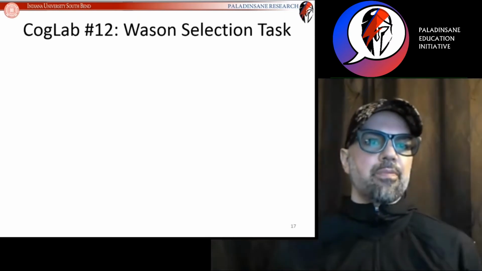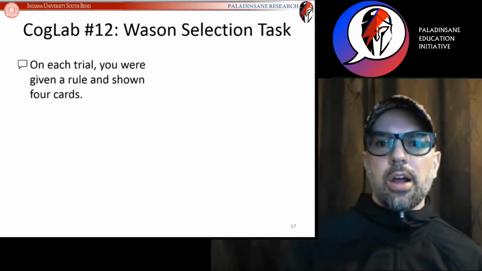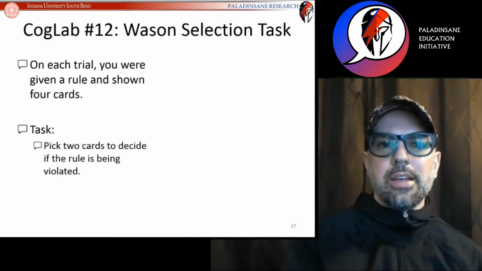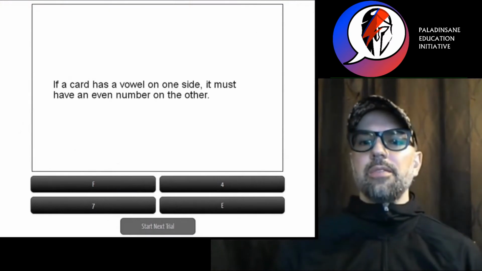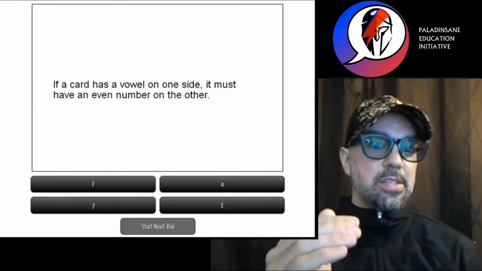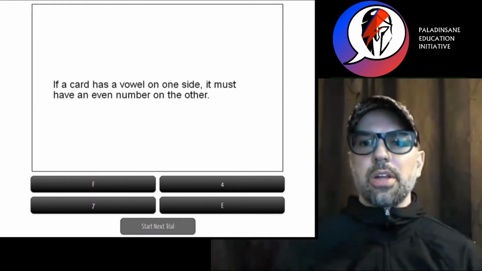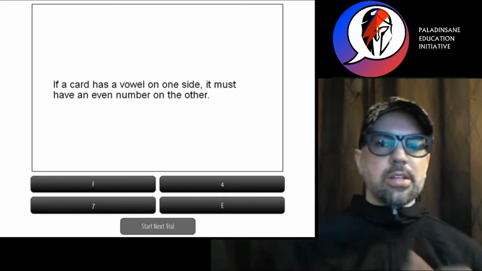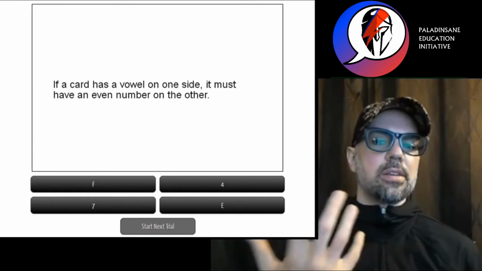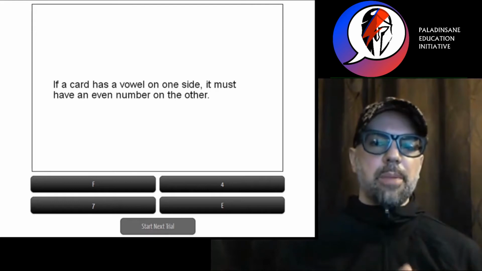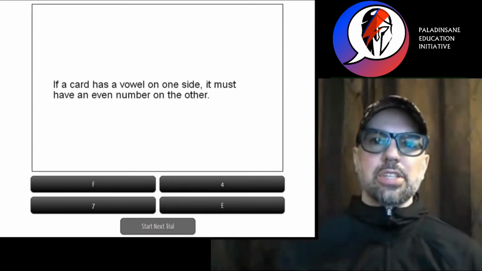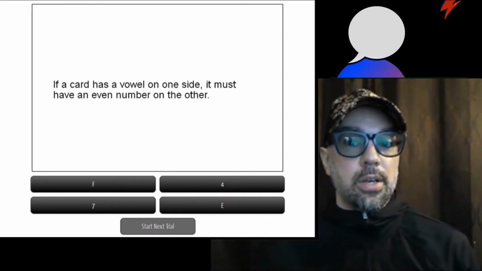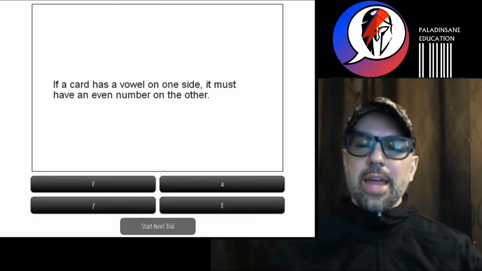So the way that this was set up was on each trial, you were given a rule and you were shown 4 cards. And your task was to pick 2 cards to decide if that rule was being violated. So you would see a display like this, and it would give you a conditional syllogism. It would give you that first premise. If a card has a vowel on one side, it must have an even number on the other side. It would have a bunch of selections. Those 4 selections, F, 4, 7, and E, represent the 4 possible second premises. So those are the 4 premises that can make up the second premise of these conditional syllogisms. And then if you flip it, what you found on the other side would be your conclusion. All right, so that's one way of thinking about this to tie it back into what we've been looking at so far.